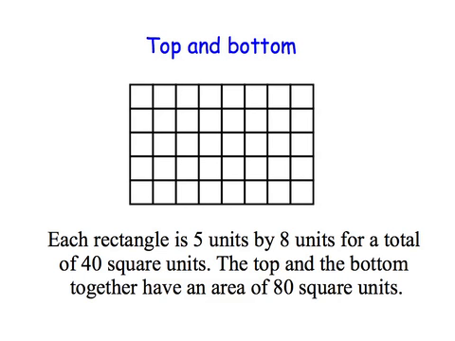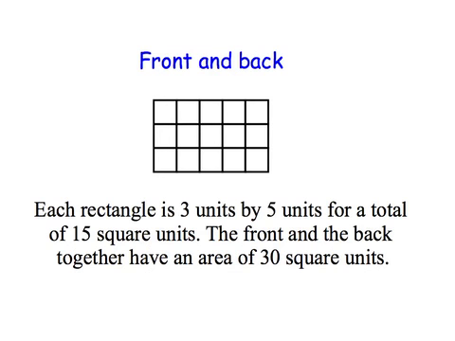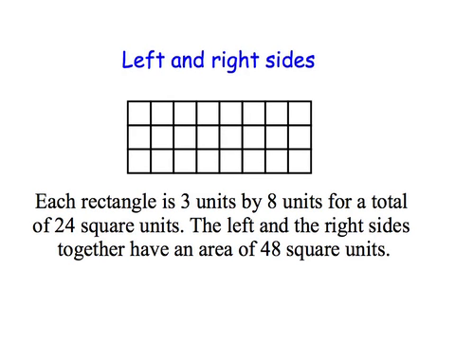Each one is 5 by 8 for a total of 40 square units, and since there's both a top and a bottom, each one is 40, so 40 plus 40 is 80 square units for the total for the top and the bottom together. Now let's look at the front and the back. Each one is 3 by 5, which is 15, and since there's a front and a back, 15 times 2 is 30 square units for the front and the back combined. And then we'll look at the 2 sides. That's 3 by 8, or 24, and since there's 2 of them, that makes the total for the 2 sides 48 square units.